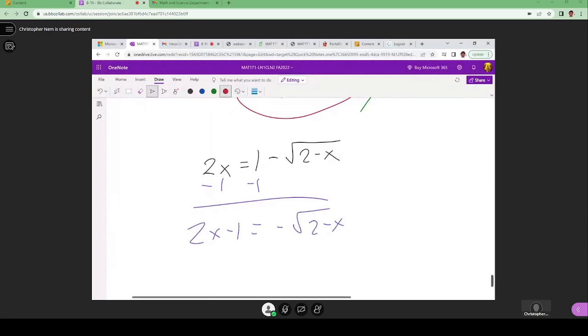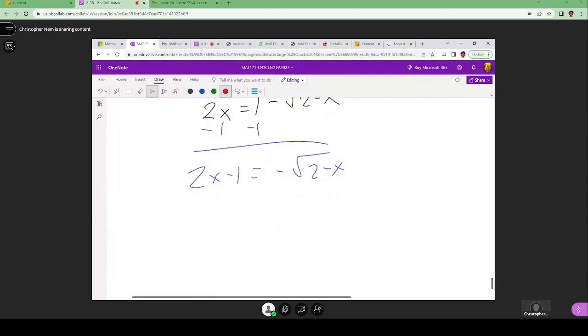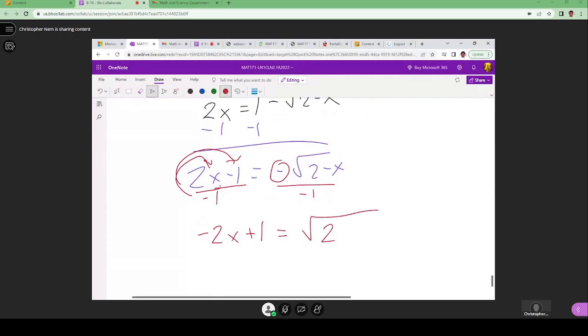And then, I don't want to move this guy. I've already moved enough terms. Now we actually want to solve for x, so I've got to get rid of this negative. How do I get rid of that negative? I can multiply or divide both sides by negative 1. If I do that, you have to distribute it over here and over here. So we get negative 2x plus 1 equals square root of 2 minus x.